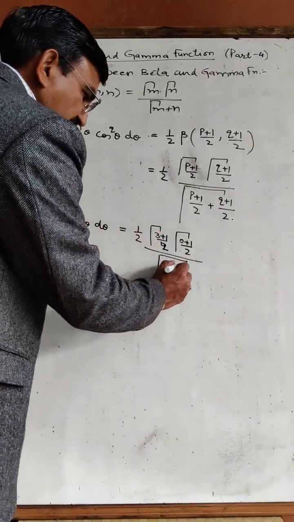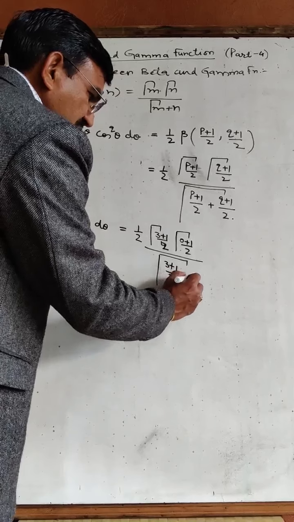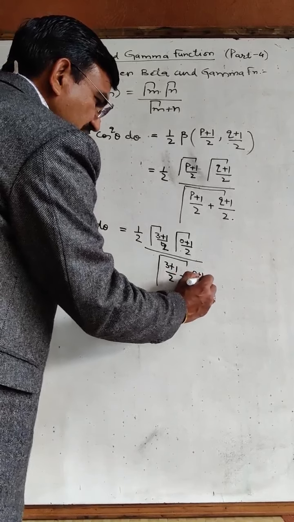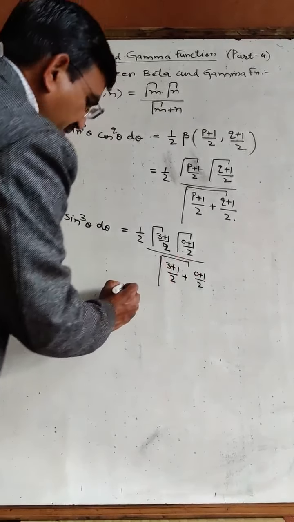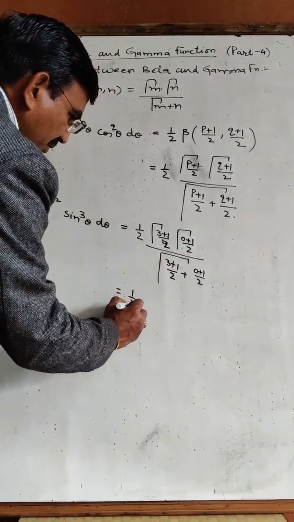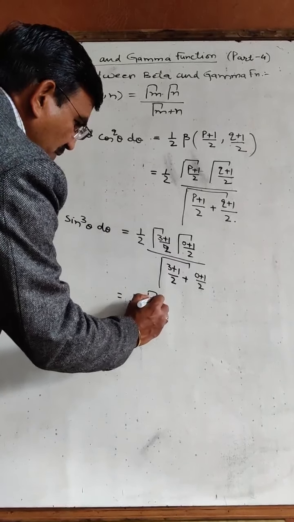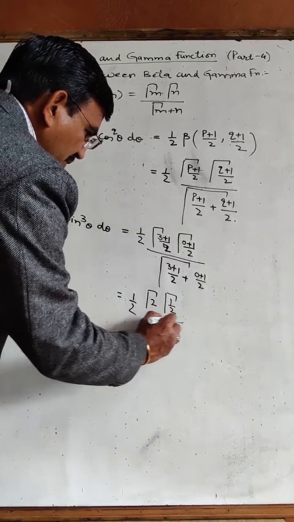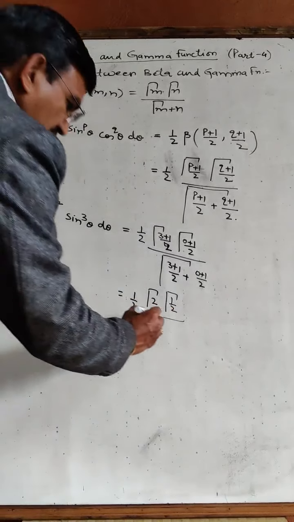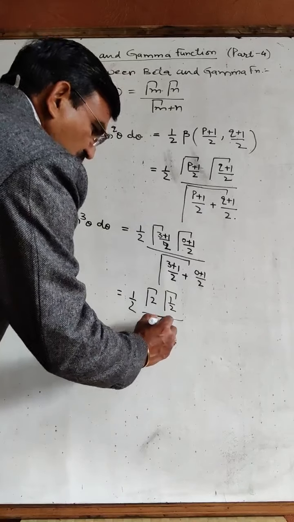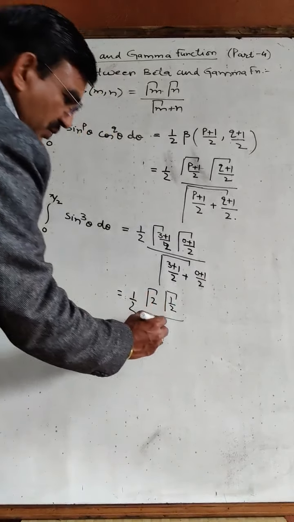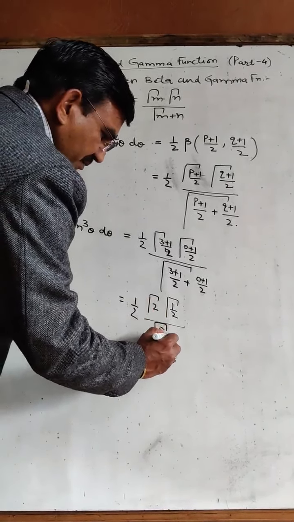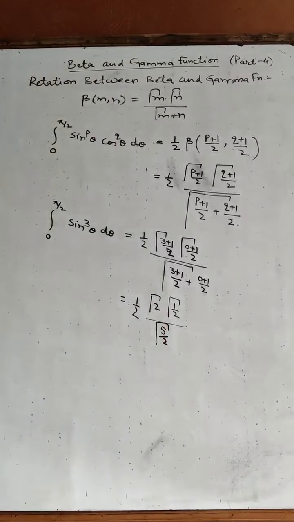plus (0 plus 1) by 2, and it would be equal to 1 by 2 gamma of 2 gamma of 1 by 2 over gamma of 2 plus 1 by 2. So it can be written as gamma of 5 by 2.